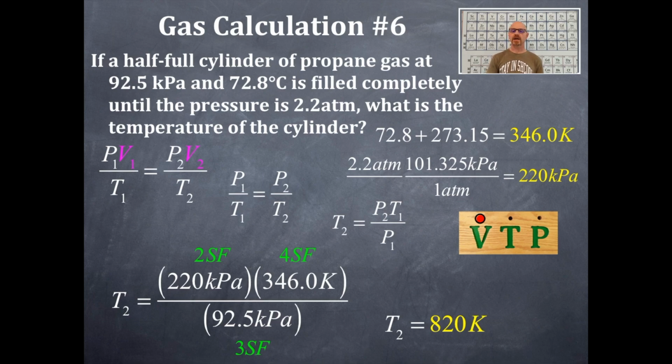I'm going to go back to my prediction. That is rotating at that V. I'm increasing the pressure, therefore my temperature is going to increase. My temperature was originally 346 Kelvin, so I know that my temperature is going to be higher than that. 820 is a great representation of that. All right.